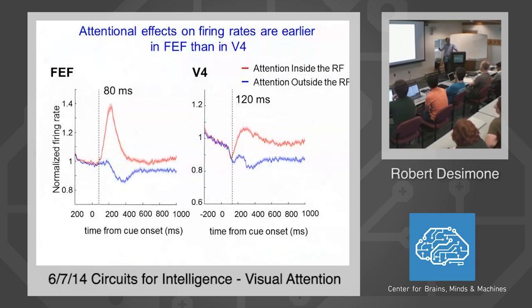Okay. Now, if you do that and you record the firing rate of cells in the frontal eye fields and in V4, in both areas, when the animal gets the cue to attend in the receptive field, the firing rate goes up, which is the red line. And if the animal gets the cue to attend to the stimulus outside the field, you see the firing rate goes down. So there's actually a push in terms of the readout of the cell's response. It can go in either direction, either up or below the previously stimulated condition. But the effects occur earlier in the frontal eye fields than in V4. And that's consistent with the idea that the frontal eye field cells are the controllers of the visual cortex. They do their thing first, and the visual cortex follows.